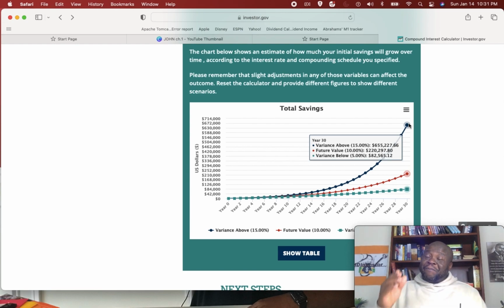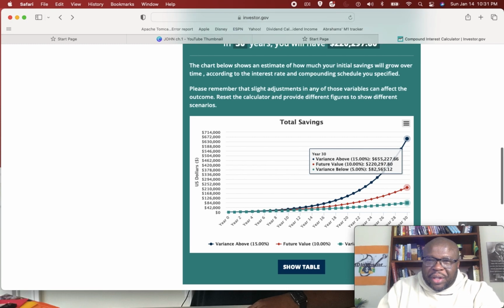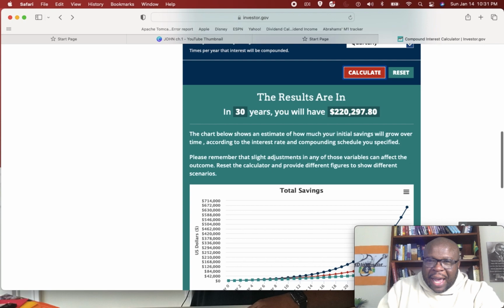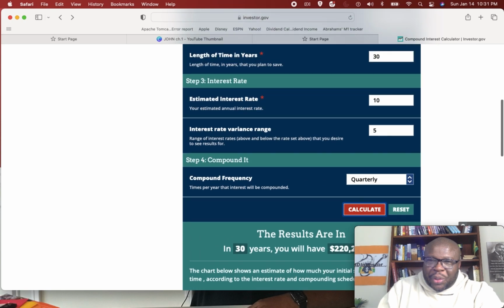But obviously, that comes with some risk, and you have to know what you're doing, due diligence, and all of that. But it is not a lot of money, $100 a month. It's the time in the market. You're just consistent every month, the first of every month. Your money's going in automatic. Now let's go to 40 years. And we will see.